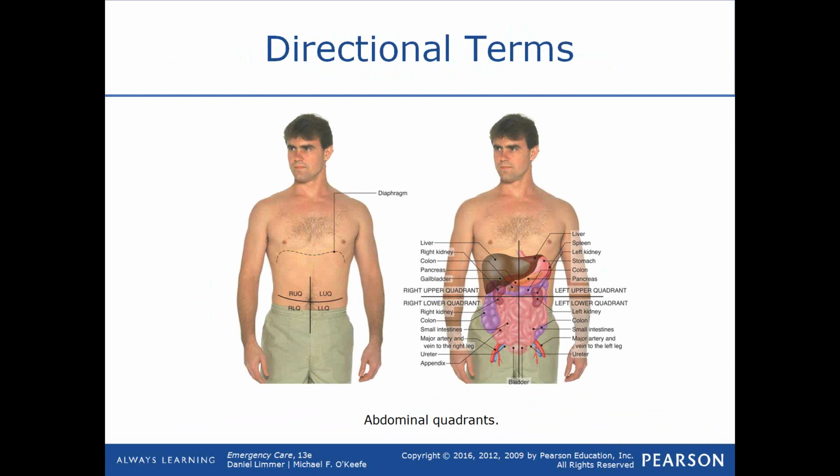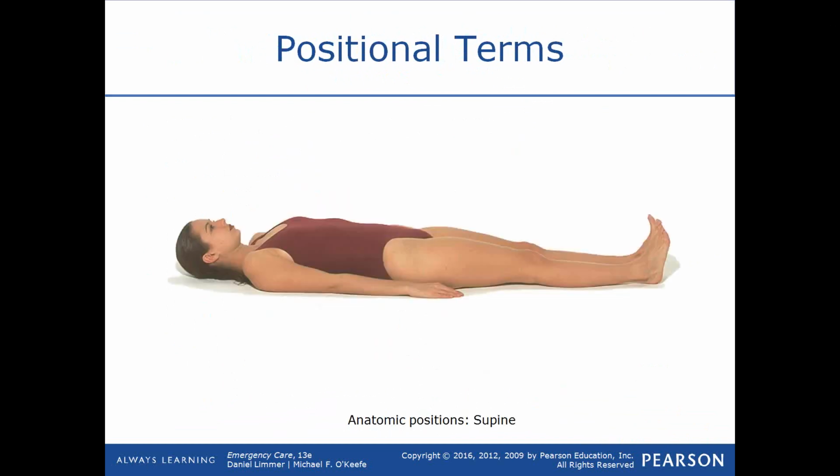Right upper quadrant, we know the liver's there. Left upper quadrant, we know the pancreas is there. So it gives us an idea of perhaps what may be hurting depending on the location of the pain.